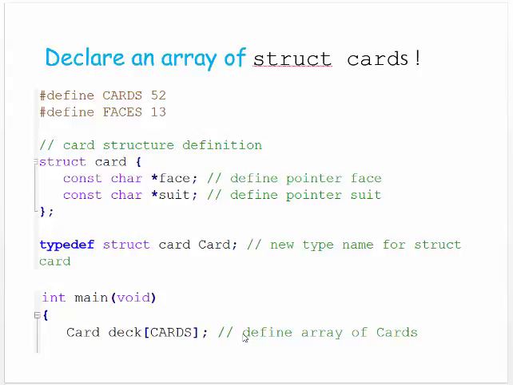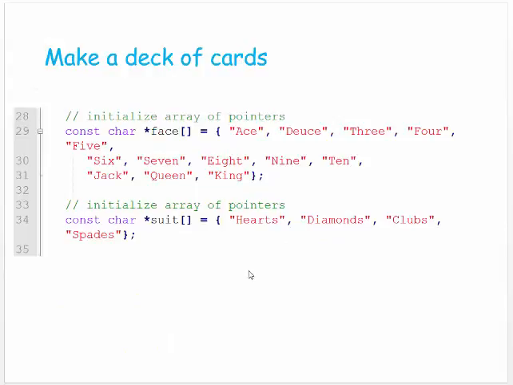Okay, so right now we've declared an array of card structures, and it's time to fill the deck, fill up the values. So to make the deck of cards, these were the values that the cards would have: ace, deuce, which is 2, 3, 4, 5, 6, 7, 8, all the way up to a king. So there are 13 values here.